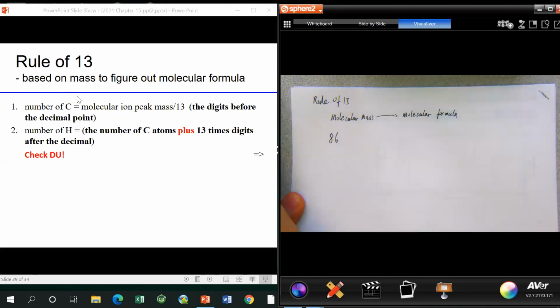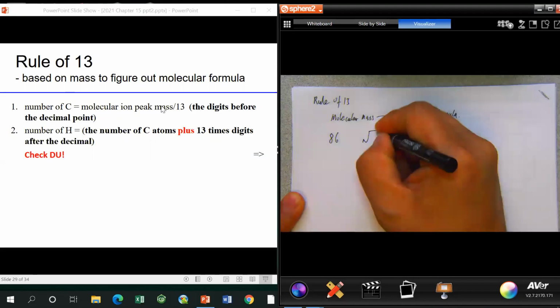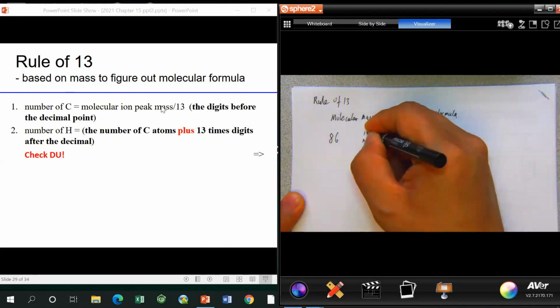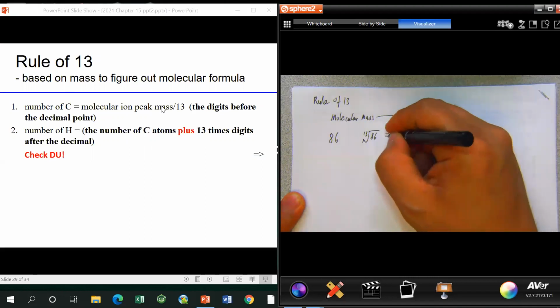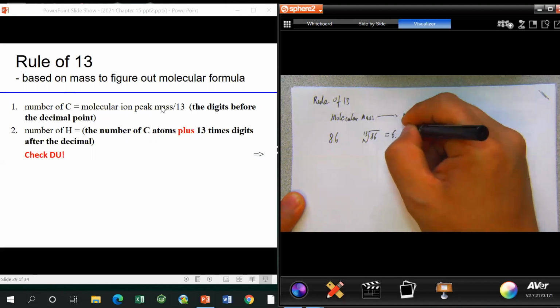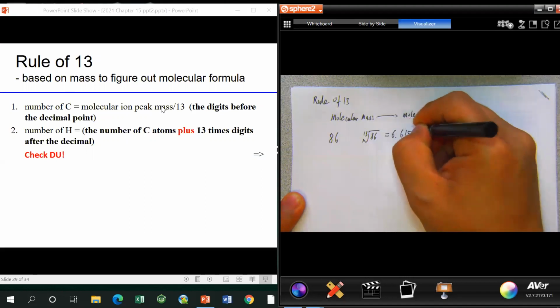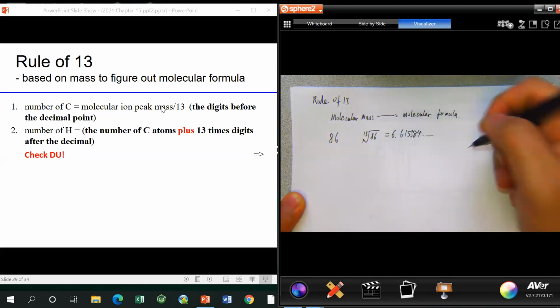So here, the molecular ion peak mass divided by 13. 86 divided by 13, and then you generate a number. So I'll just show the number for you guys: 6.61538 something.